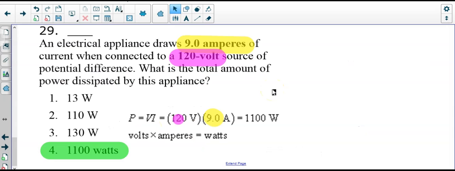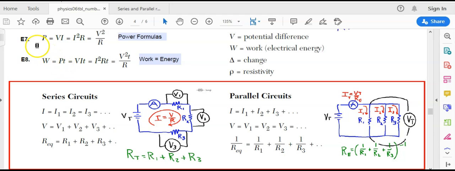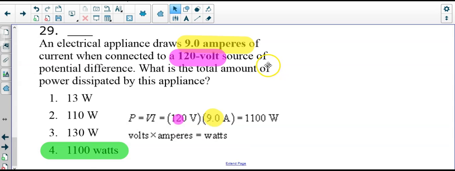In problem 29, an electrical appliance draws 9 amps of current when connected to a 120 volt source of potential difference. What is the total amount of power dissipated by this appliance? So we want power, and we have to look at the choices for power formulas. And we know that power from equation E7 can be equal to V times I, or I squared R, or V squared over R. So looking to see what's given in the problem, we have a current value and a voltage value. So we'll use the VI, and we multiply together, and we get 1100 watts.